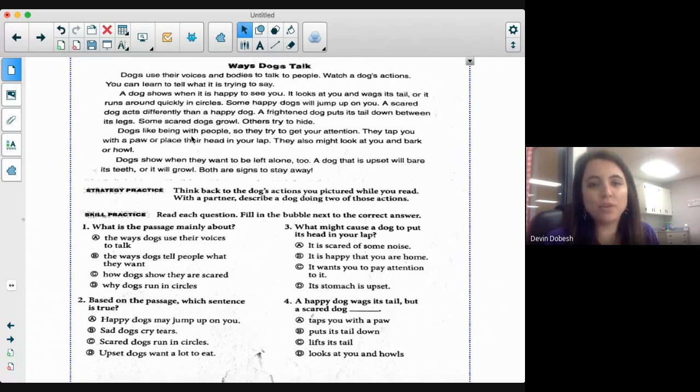Dogs like being with people, so they try to get your attention. They tap you with a paw or place their head in your lap. They also might look at you and bark or howl. Dogs show when they want to be left alone too. A dog that is upset will bare its teeth or it will growl. Both are signs to stay away.